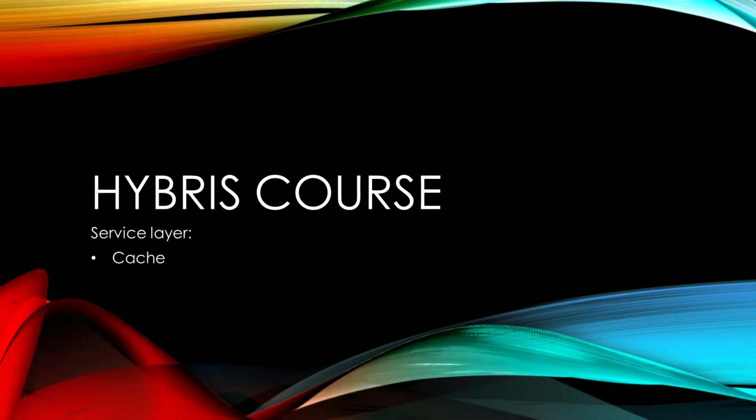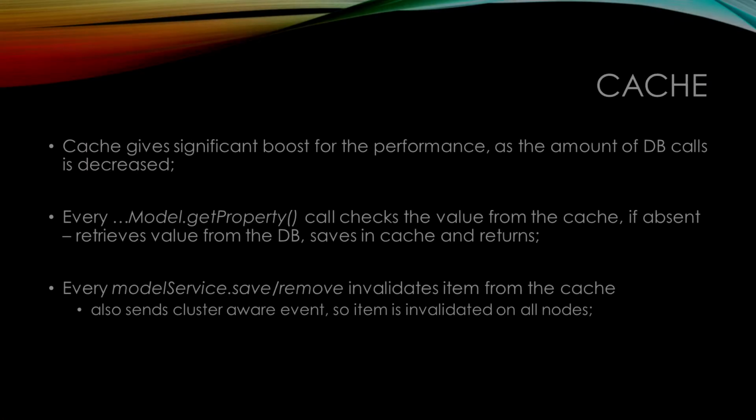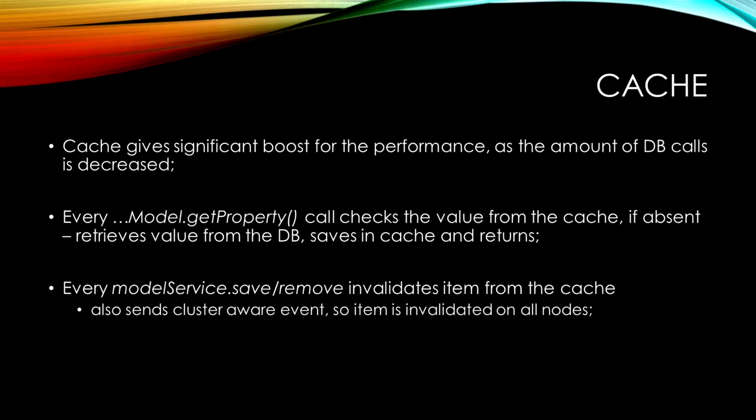Service layer. The cache. The cache is used to improve the system performance. In Hybris, every model_get_property method first checks if there is a value in the cache. If absent, then a DB call is done.